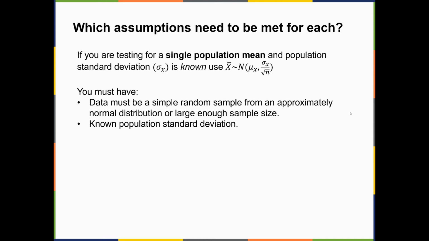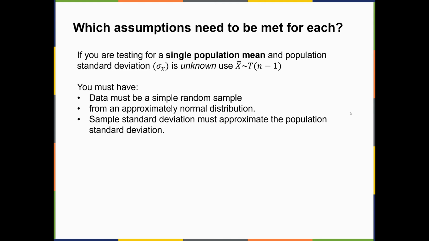So for a single population mean with a known standard deviation, you need to make sure that the data is from a simple random sample from an approximately normal distribution, or at least a large enough sample size. How large is large enough? Well, in this class, we won't really make you answer that question. You do need to have a known population standard deviation to use this.